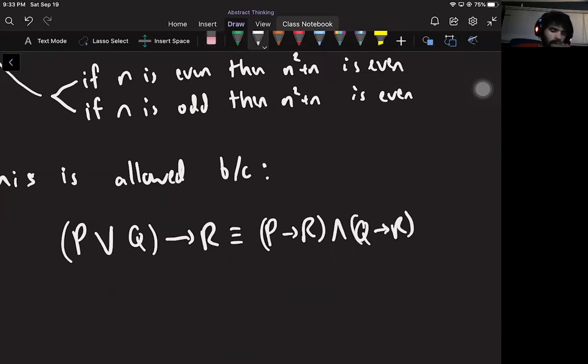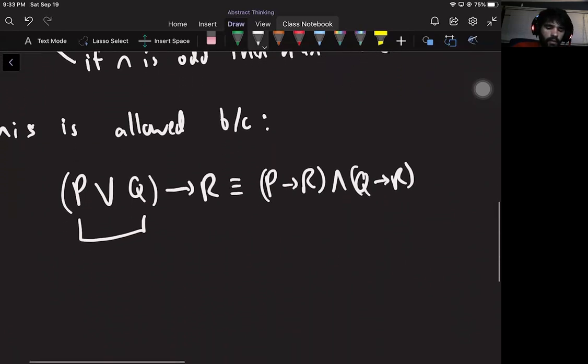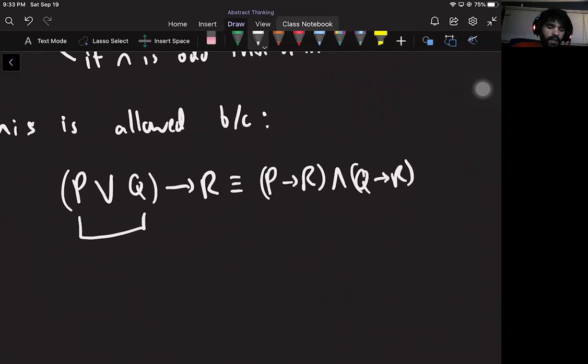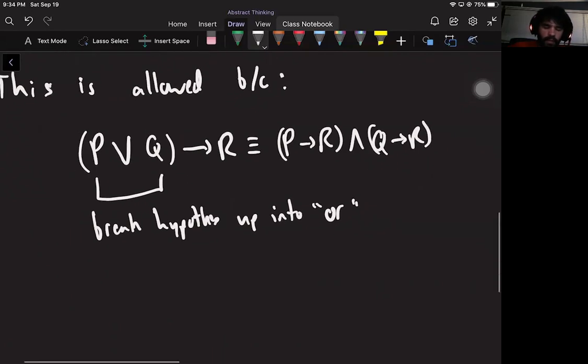So this is exactly what's going on. This is saying that if my hypothesis can be broken into OR pieces, sometimes it's not told to you that it can be broken into pieces, like n being an integer is the same as n being even or n being odd. But if you can do that, if you can break it up into ORs, then you can prove it in this other way. And that's really what proof by cases is. It's breaking up the hypothesis into OR pieces.